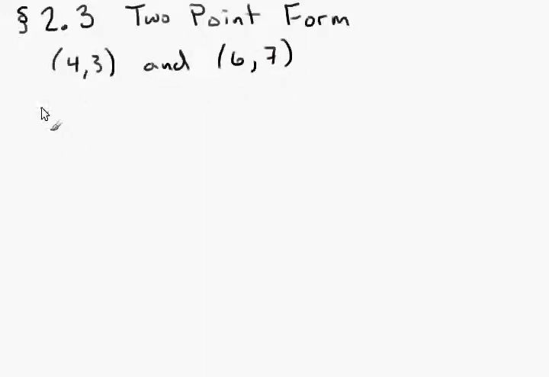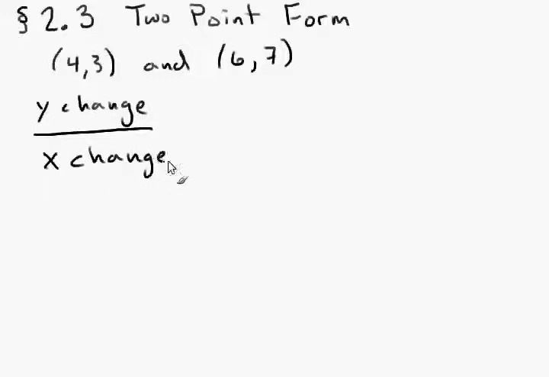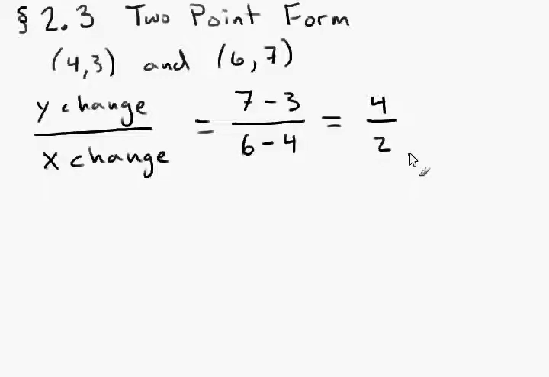What I want to look at is how y changes compared to how x changes. Y ends at 7 and it starts at 3, so that's a difference of 4 units. It changes by 4. X ends at 6 and starts at 4, so that is a change of 2 units. So we could say that the ratio is 2.